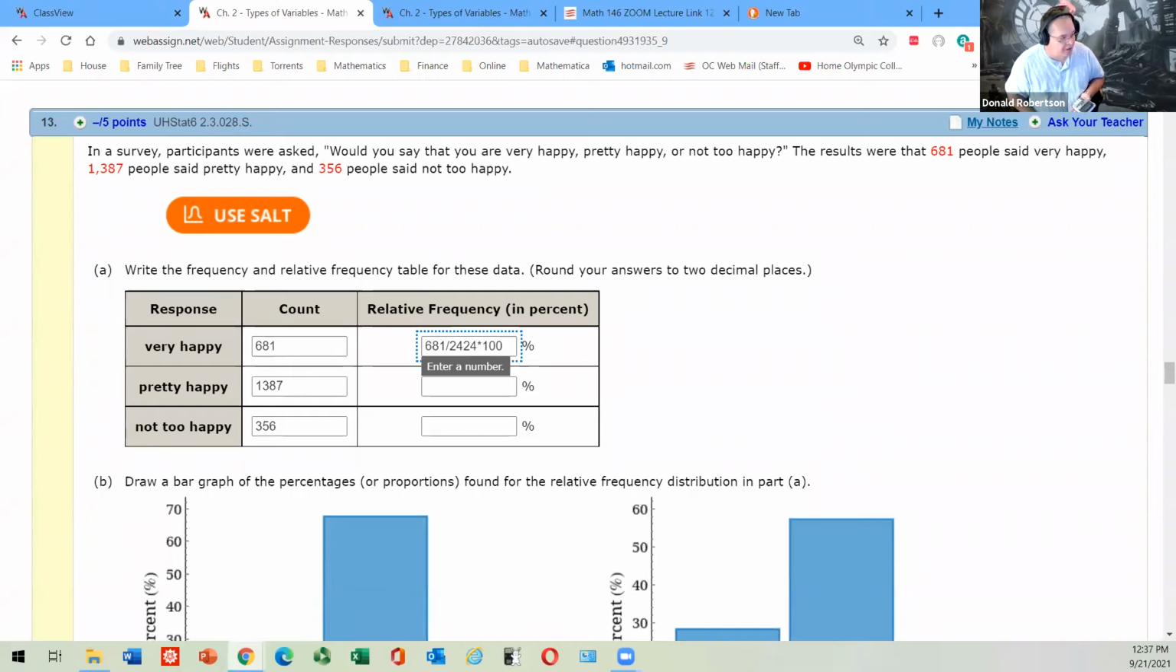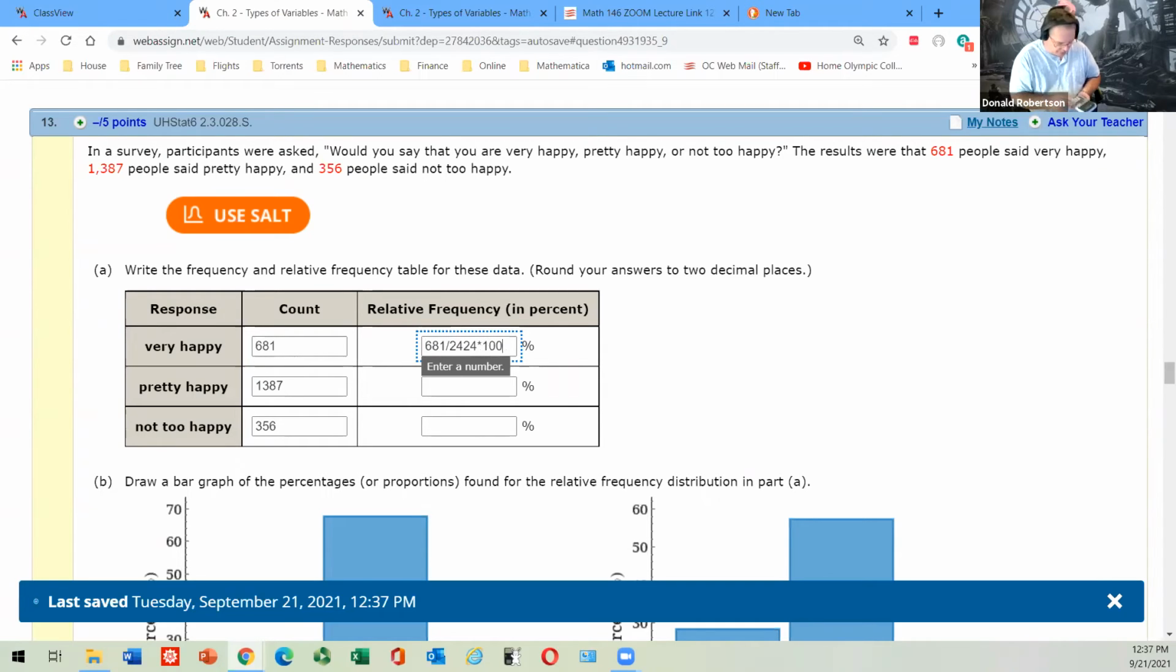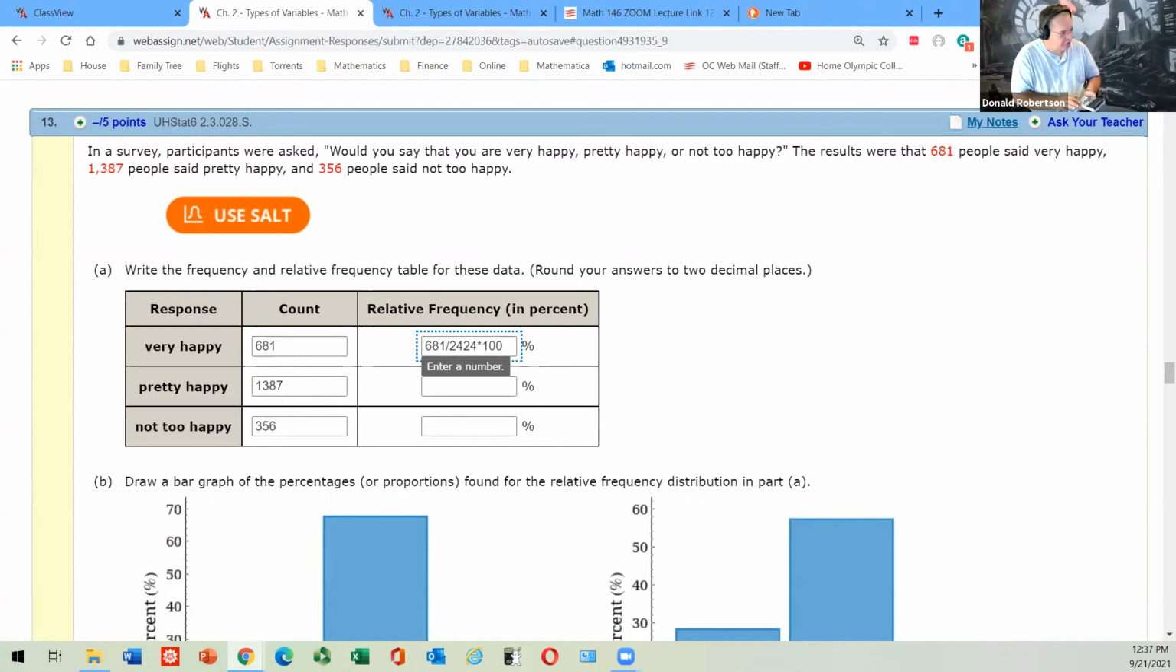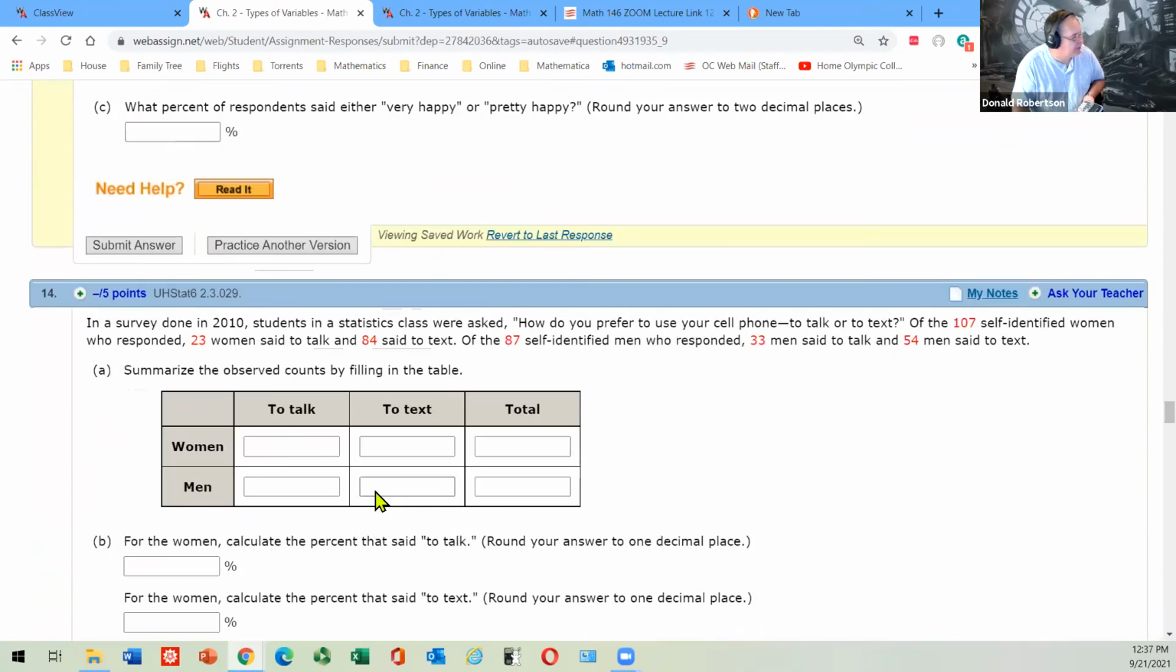Right. So that would be the calculation. Agreed? 681, those are very happy, divided by the total number of people in this survey, 2424, times 100. So since I have my calculator right in front of me, 681 divided by 2424, and the answer is 28.09 to 2 decimal places. So 28.09, and let's go for it.